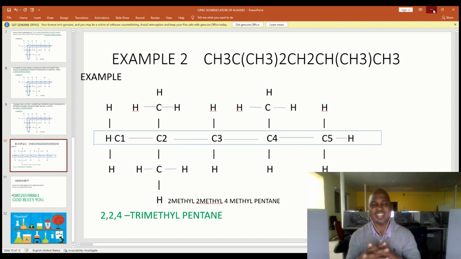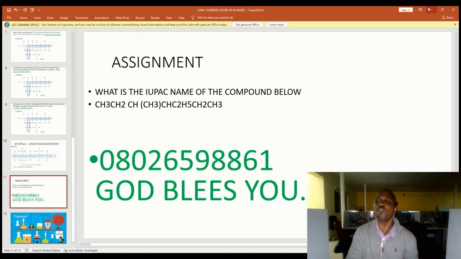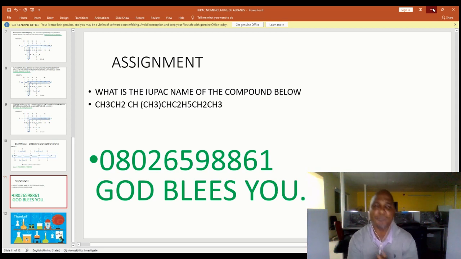My wonderful student, to be sure learning has taken place, I would like you to go as usual, do my assignment. And when you do my assignment, please, you can always come and reach me on this number, 08026598861. The assignment is, what is the IUPAC name of the compound below? The condensed formula is CH3, CH2, CH, open bracket, CH3, CH, C2H5, CH2, CH3. I'm sure you know that if there is a CH3 in a bracket or there is a C2H5 in the chain, it stands for a branch. I'm sure you can play around this, and please contact me on my WhatsApp number if you have any issues.